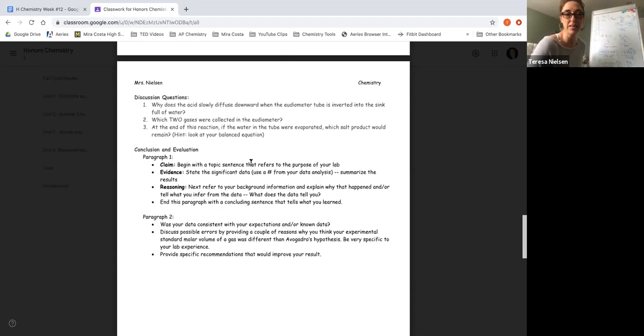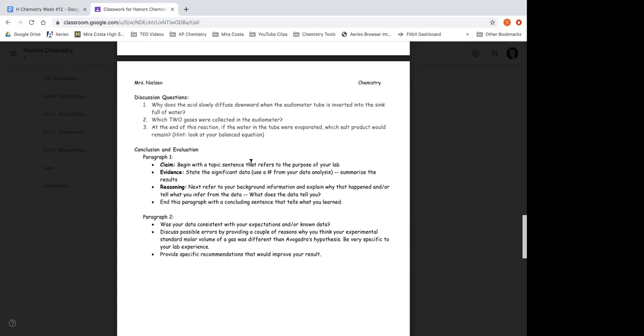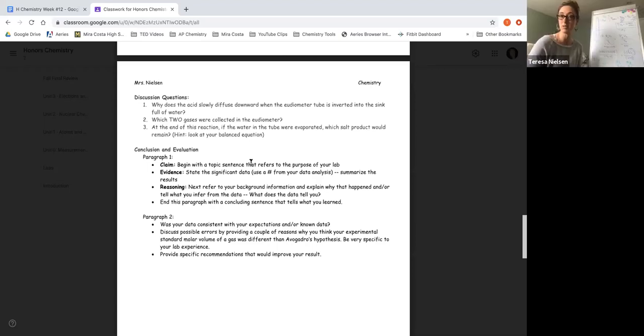And then number three, at the end of this reaction, if the water in the tube were evaporated, which salt product would remain? Magnesium chloride. Yeah, magnesium chloride is a salt that's dissolved in there. That was one of the products of our reaction. So we got the hydrogen gas, and then we have magnesium chloride too. All right. Excellent.